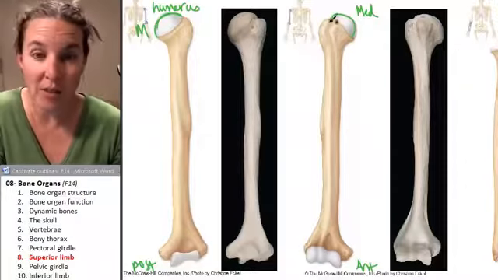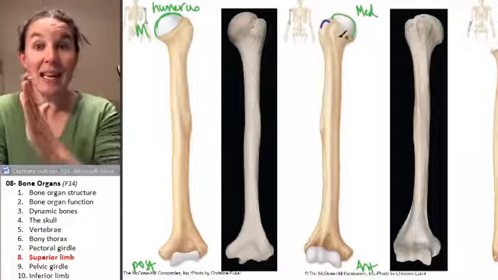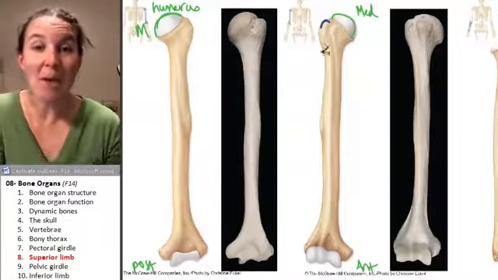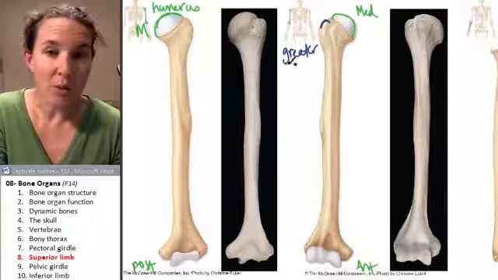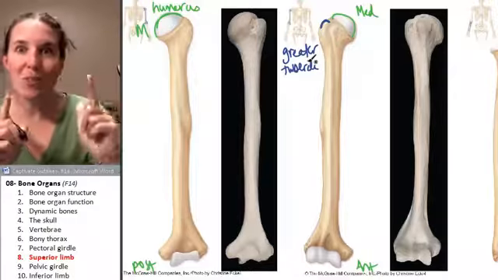If this is medial, then you can see, and you have to play with your bones to figure this out, a bump that's lateral to the head of the humerus. That bump is called the greater tubercle.